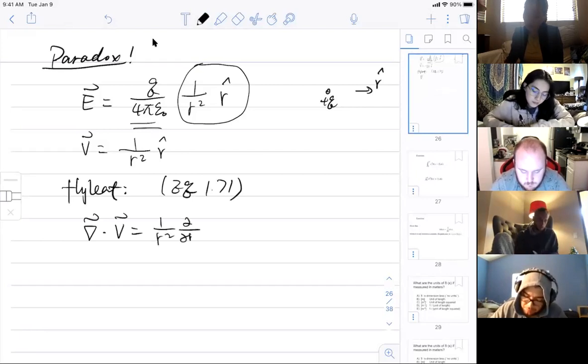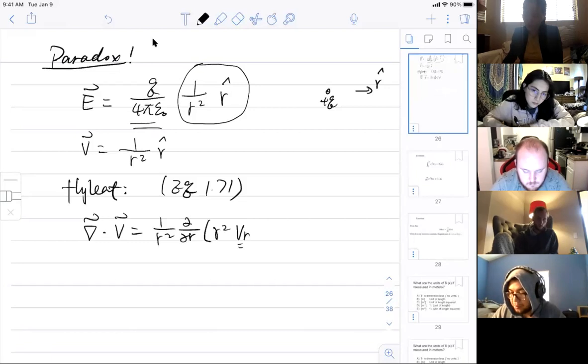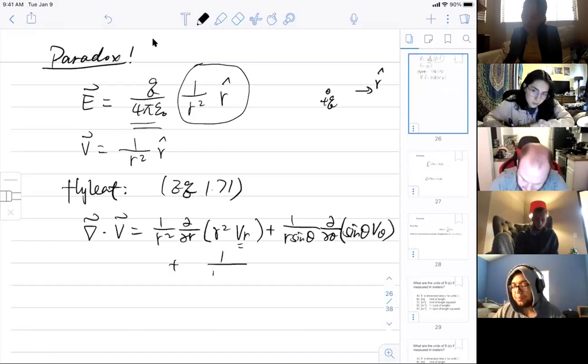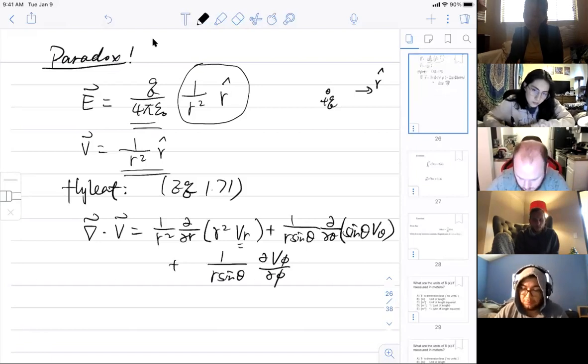So let's say we follow the book. We're just going to do our divergence. So it's d/dr, taking the derivative with respect to r on the r component of this vector, plus 1 over r sine theta d/d theta of sine theta V theta, plus 1 over r sine theta dV phi d phi. So by applying this equation, you can see it's purely in the r hat direction.